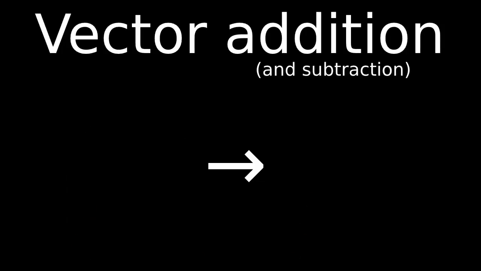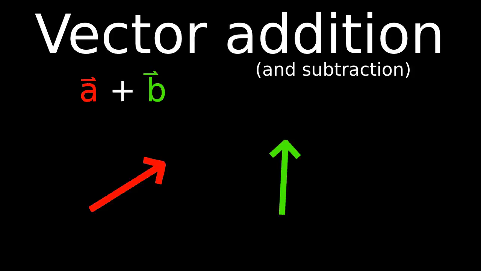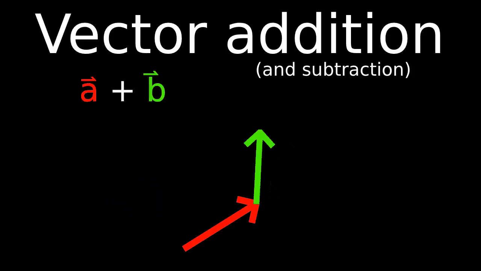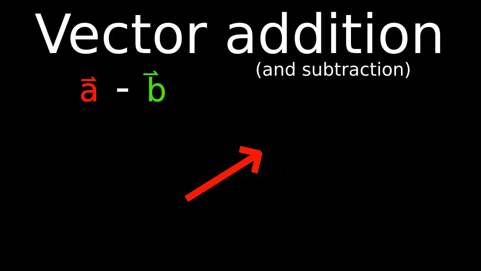Using the arrow representation of vectors, we can visualize vector addition and subtraction. Let's start by adding the vectors a and b. We start with vector a and draw b from its tip. By drawing a vector from the base of a to the tip of b, we get our result. Vector subtraction is very similar. We start with a and we draw b so that the tips of the two are connected. By drawing the vector from the base of a to the base of b, we get our result.